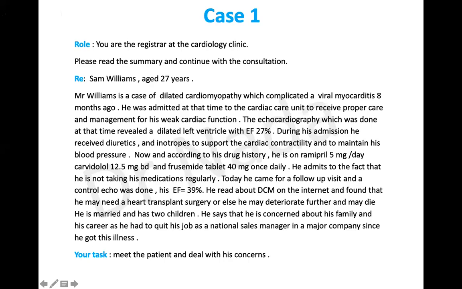Okay, Dr. Nada, you hear me well now? Yeah, I do. We are together today to discuss some issue related to the condition of your heart. Is that okay with you? Yeah, it's okay. Before I proceed further, I would like to ask you, how do you feel now, Mr. Sam?